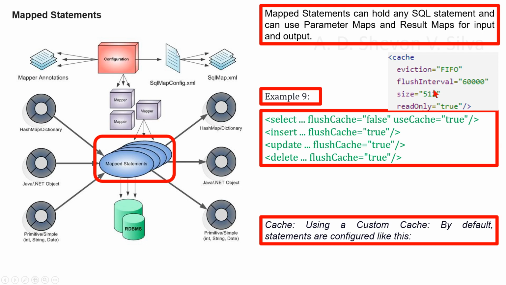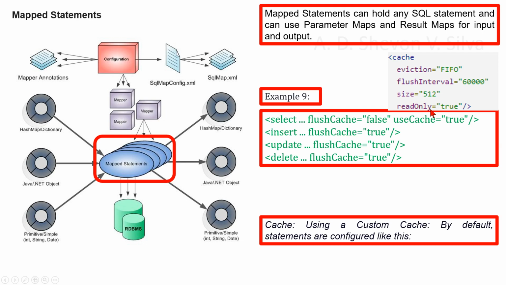Flush interval can be set to any positive integer and should represent a reasonable amount of time specified in milliseconds. The default is not set, and thus no flush interval is used, and the cache is only flushed by calls to the statement. Size can be set to any positive integer. Keep in mind the size of the object you are caching and the available memory resources of your environment. The default is 1024.